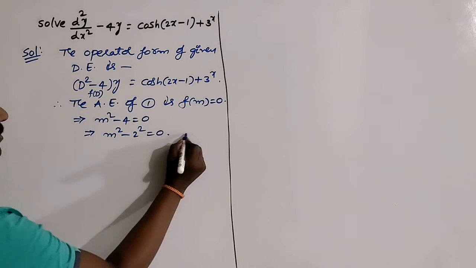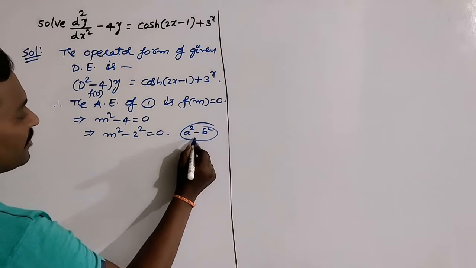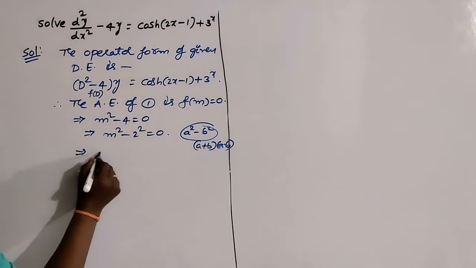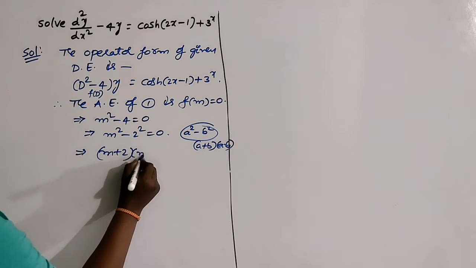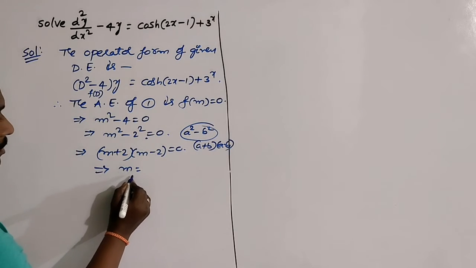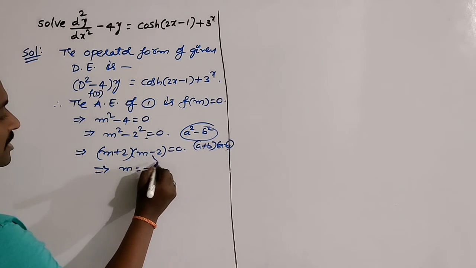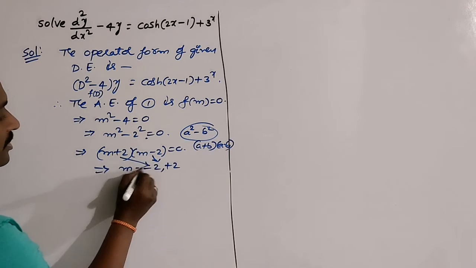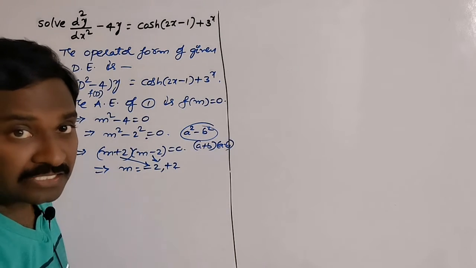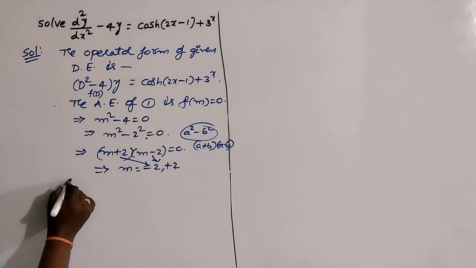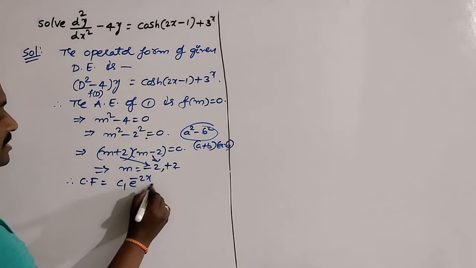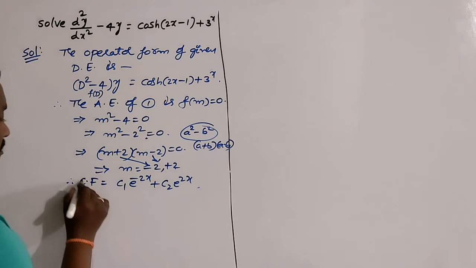Now clearly it is in the form of a square minus b square. What is the formula for a square minus b square? A plus b into a minus b. So you will get m plus 2 times m minus 2. These are the factors for this quadratic equation. From this, what are the roots? m is equal to minus 2 and plus 2. Minus 2 comma plus 2 are the roots for the auxiliary equation, which are real and different. That's why the complementary function of the given equation is c1 into e power minus 2x plus c2 into e power 2x.